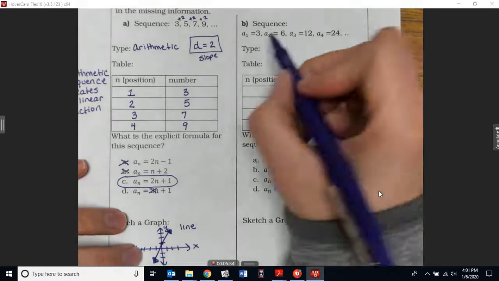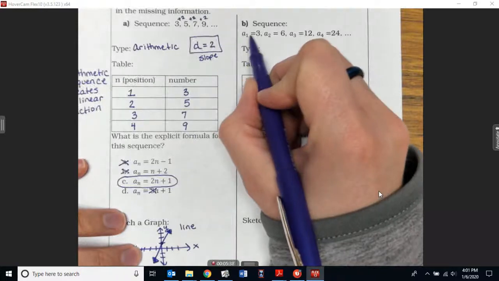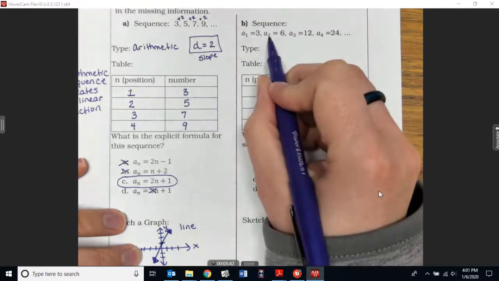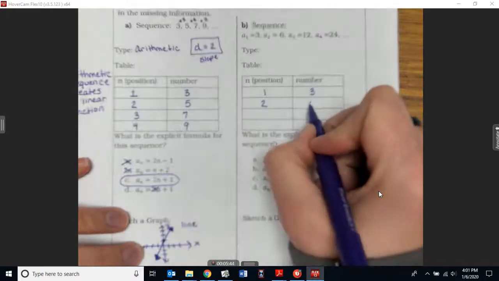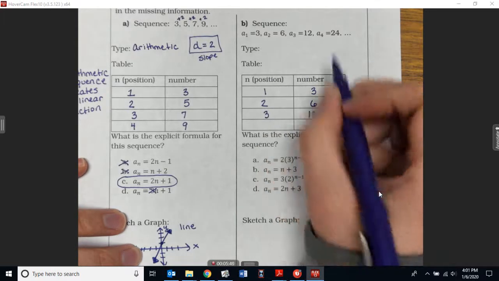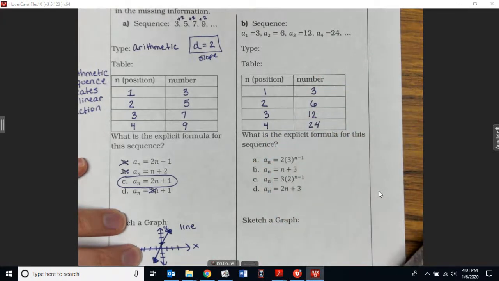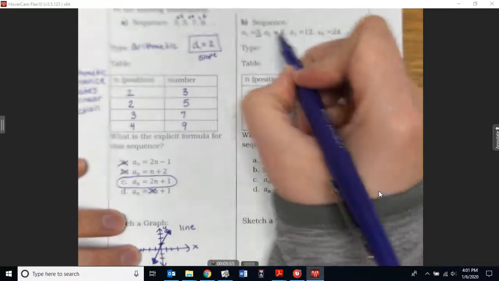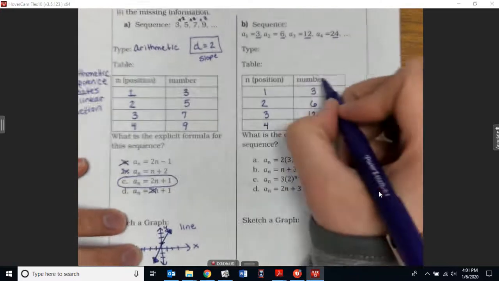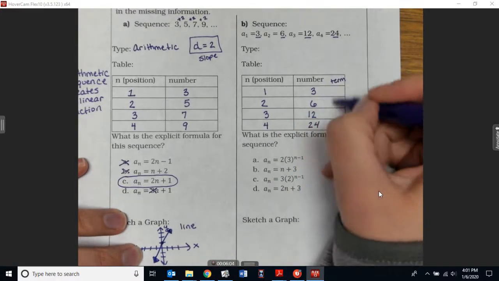So here my sequence is 3, 6, 12, and 24, and it actually says a sub 1 is 3, which means that the first term is 3. A sub 2 is 6. A sub 3 is 12, and a sub 4 is 24. I'm paying attention to the y values, the terms, to figure out the pattern.